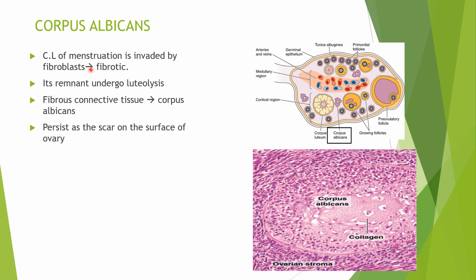So the corpus albicans is because of menstruation. The corpus luteum is invaded by fibroblasts, and there are fibrotic changes. In this diagram you can see these fibrotic changes in the corpus luteum. Its remnants show luteolysis, and a fibrotic scar is formed.